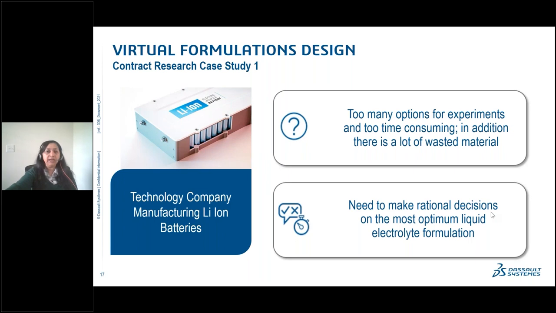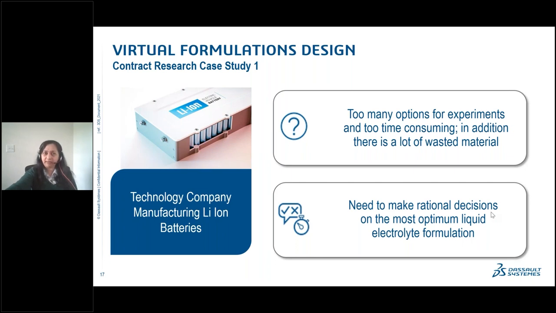They collaborated with us for a virtual approach to screening these numerous options. Please note, due to the proprietary nature of all of the collaborative projects we do with industry, I will not be sharing any details of the system. You will see generic chemistry.